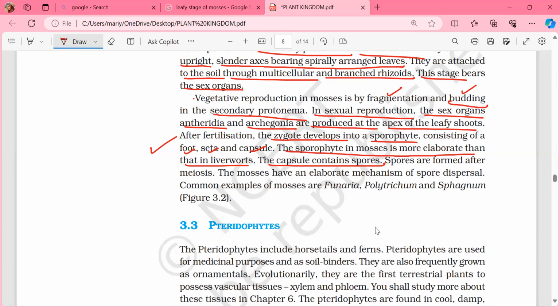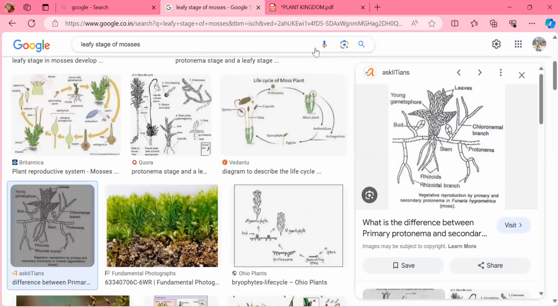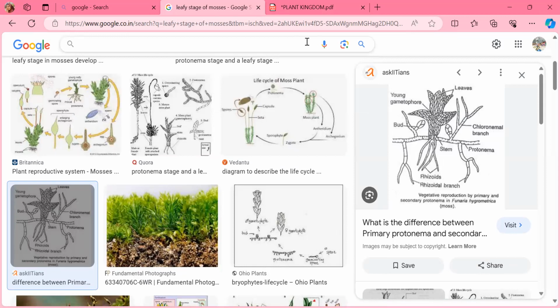Now, examples of mosses. What was the example of liverwort? Marchantia, yes. Now let's see the examples of mosses. We have Funaria, Polytrichum, and Sphagnum. Sphagnum you've already seen, right? What is the common name of Sphagnum? Peat moss. Peat is the substance that it makes. Peat moss is the common name.